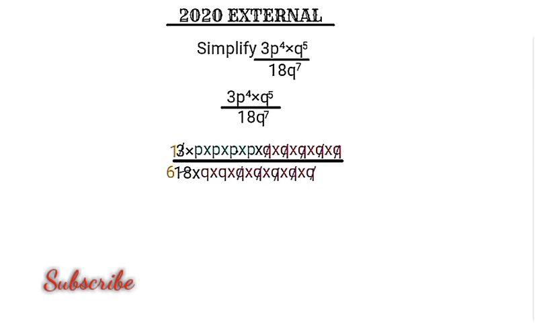Then we are going to multiply 1 by these p's. So 1 times 4 p's will give us p raised to the power 4 over, then 6 multiplied by the 2 q's which are remaining, it will give us 6q raised to the power 2. Okay, now this was the correct answer, which is p to the power 4 over 6q to the power 2. Okay, so basically this is how you can simplify this question. Let's go to the next question.